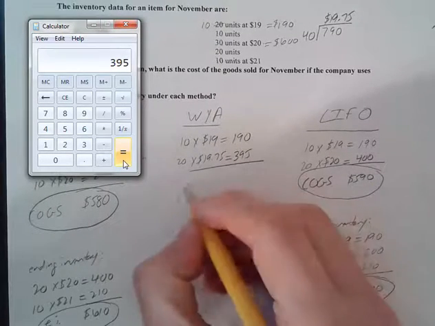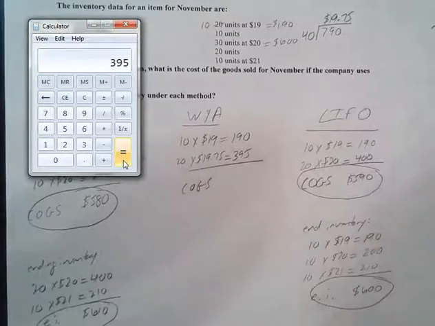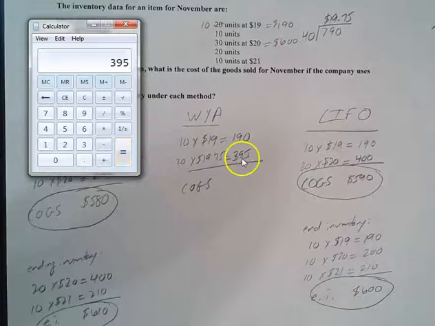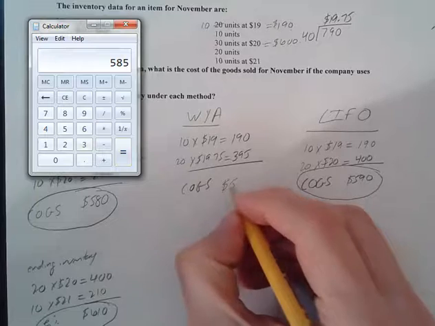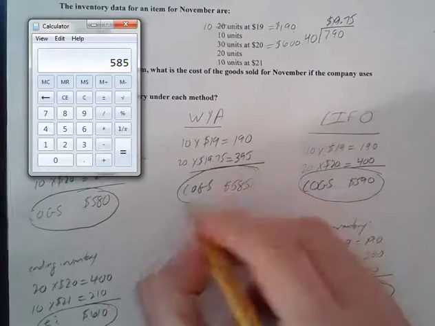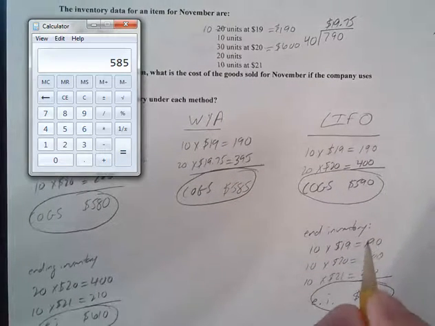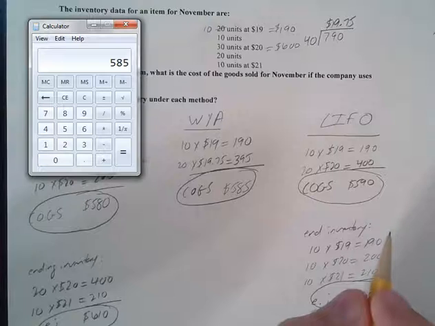And from here, I could determine cost of goods sold. So I'm going to take this $395, which I already have on my calculator, and I'm going to add to that this $190. $585 is our answer. $585.